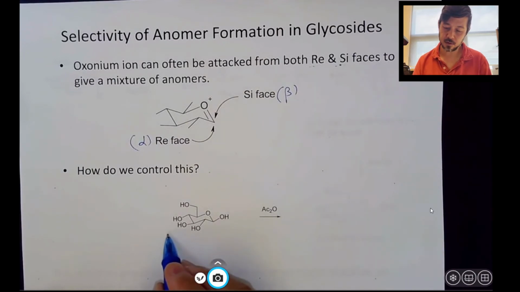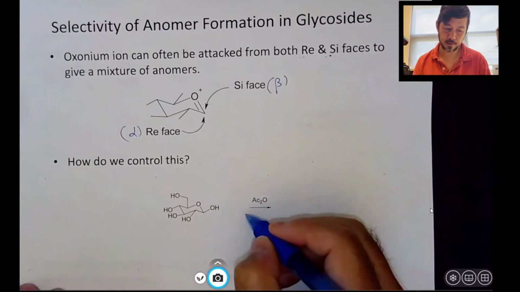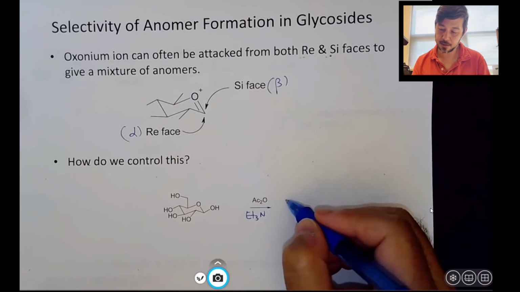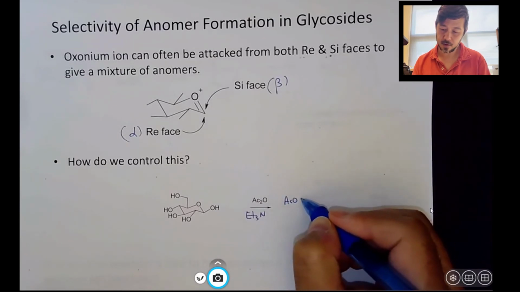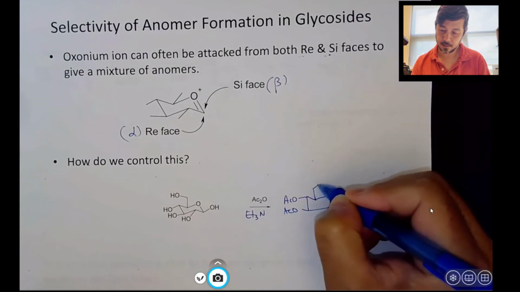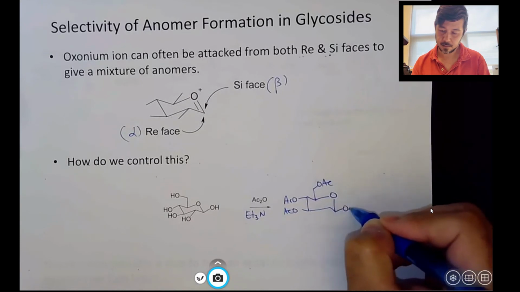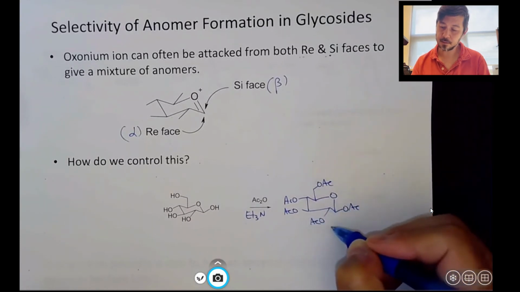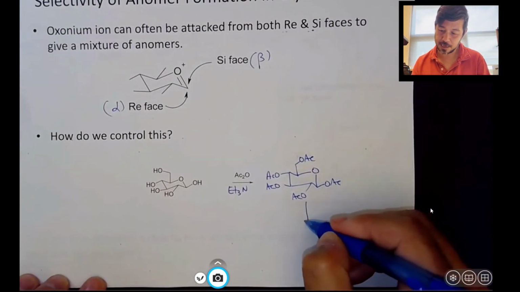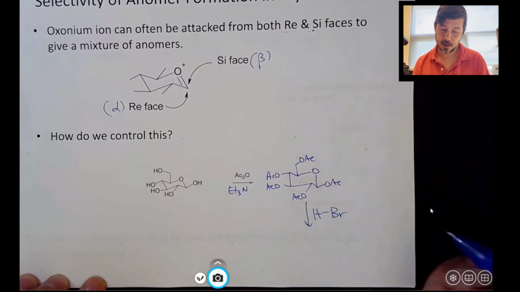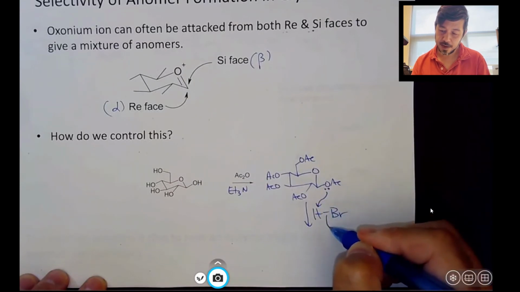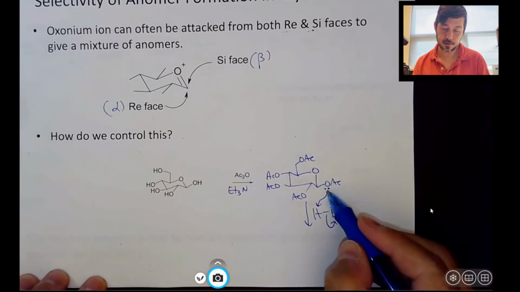If you take your glucose and peracetylate it, like we've done before, you could use triethylamine or some other trisubstituted base, and you will generate this compound here. Okay, so what we're going to do is treat this compound with HBr, hydrobromic acid. And what HBr will do is pass a proton on to the oxygen of this acetyl group at this position here.